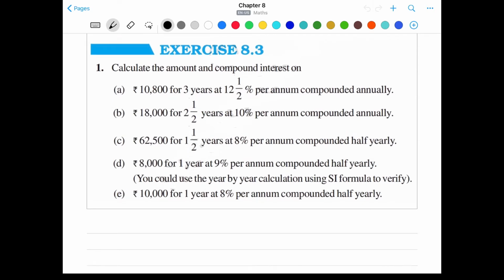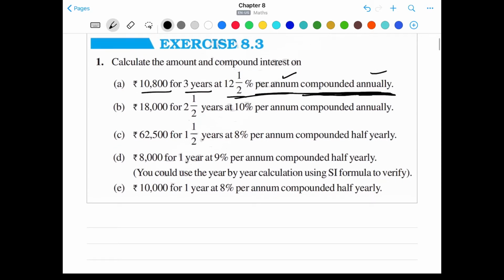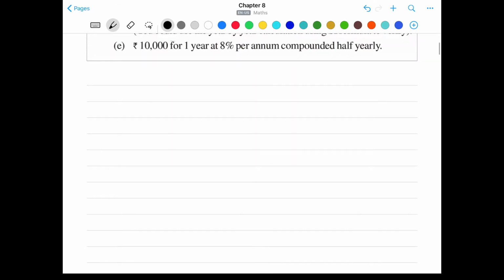First one is 10,800 for 3 years at 12.5% per annum compounded annually. You will see that the question has clearly told you that interest is compounded annually. Rate is given per annum and interest is also compounded annually, so both are the same thing. So we will not change anything, we just directly use the compound interest formula to calculate the compound interest. Here we have to calculate the amount as well as the compound interest. So let's start with question number 1, part A.